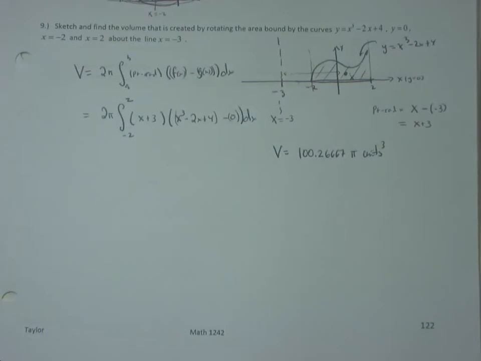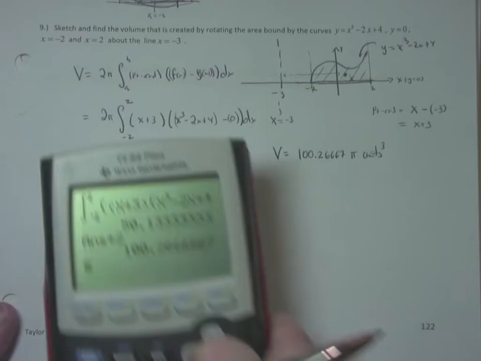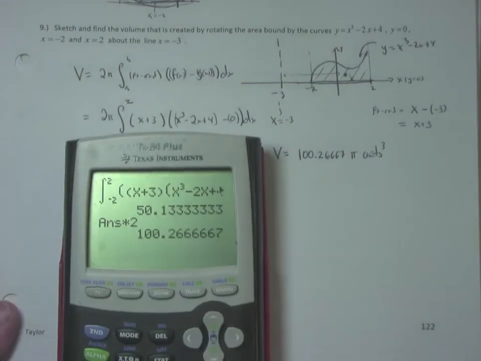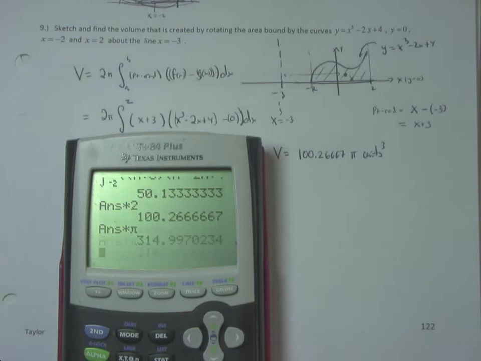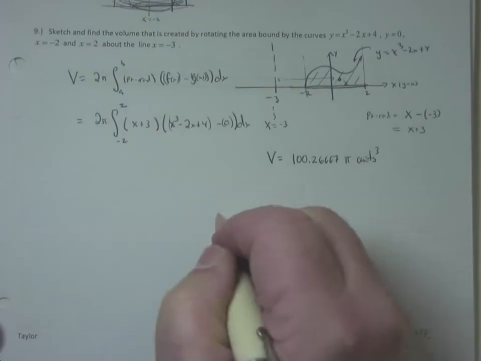Does that make sense? Now, what did you find the volume of? What is this 100.26667? And for those engineers that just want to know, you can multiply it times pi and actually see the amount. That's 314.9970234 units cubed of material here, volume. So, what did you just find the volume of?